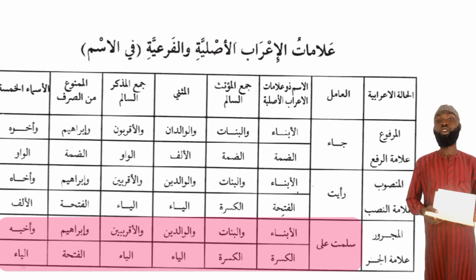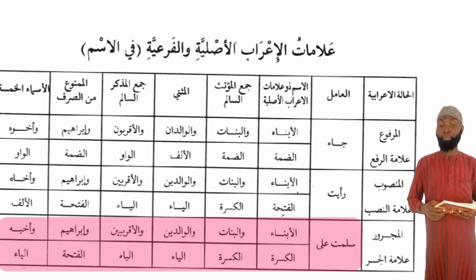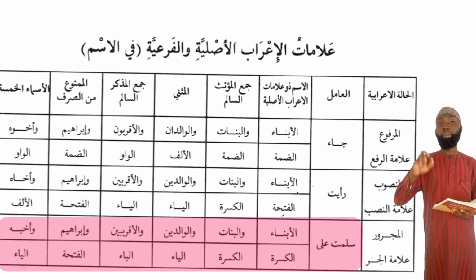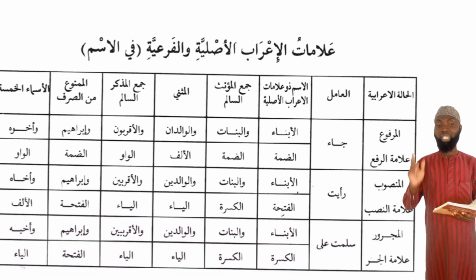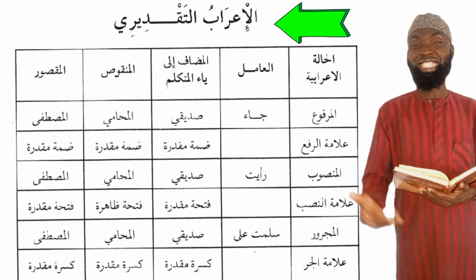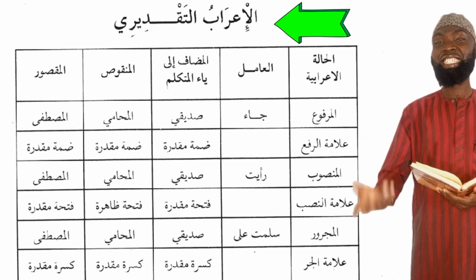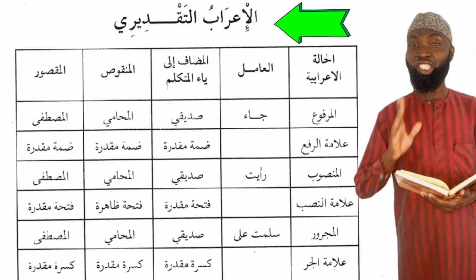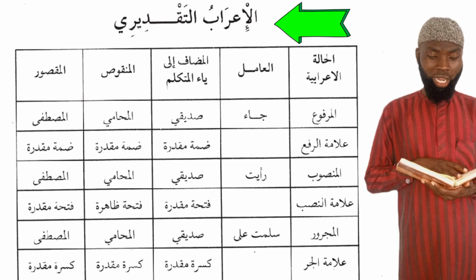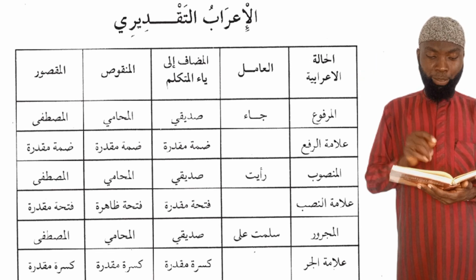So this is a summary of what we've discussed when we're talking about alamatul i'rab al-asliya wal far'iyya, the signs of declension in the primary and the secondary form in terms of the nouns. Now we also have the summary for al-i'rab al-taqdiri, that is the latent declension, the hidden signs of declension that we have of i'rab. We have al-halatul i'rabiyya, we have al-marfu', al-mansub, al-majrur.